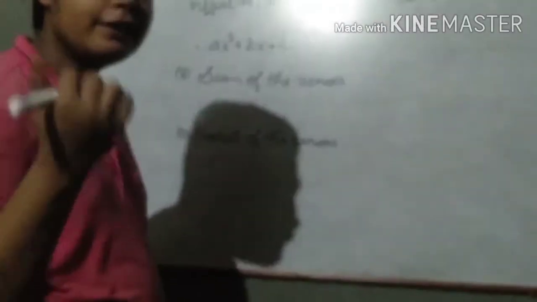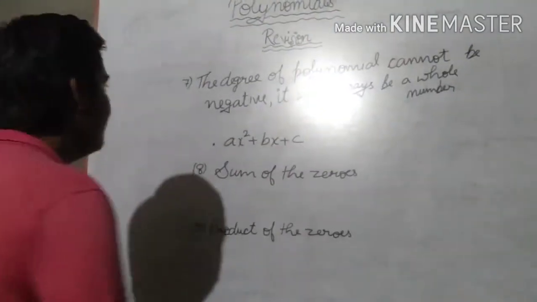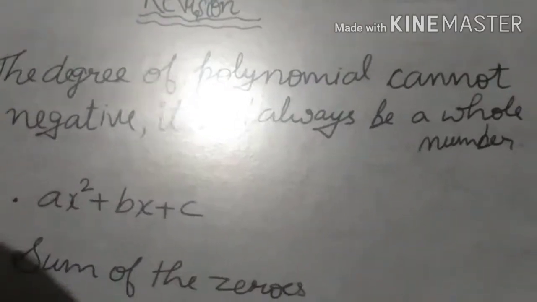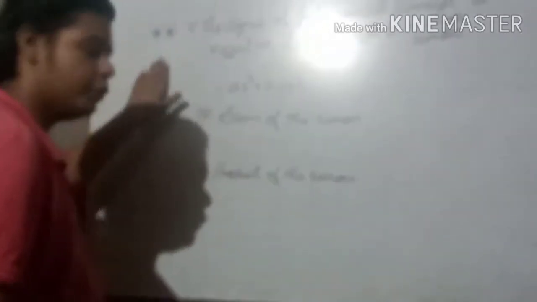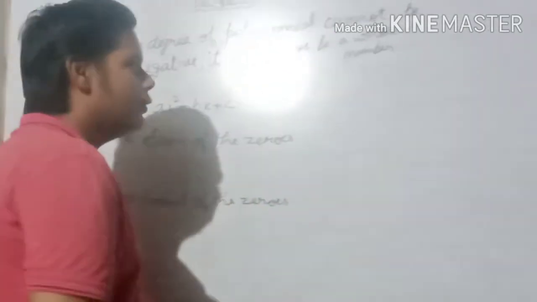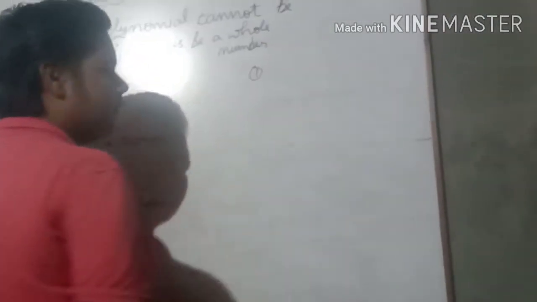Now moving ahead, we see some more important points. This is the most important point because your MCQ can be asked from it. It says that the degree of a polynomial cannot be negative. It will always be a whole number. A question arises from here: they give 4 options and ask which of the following is not a polynomial. The first is 3x plus 4, the second is 4, the third is x plus 1 upon x, and the fourth is none of these.